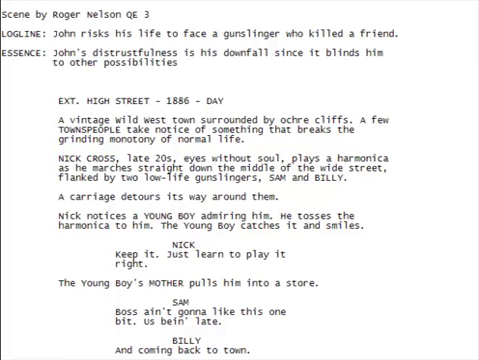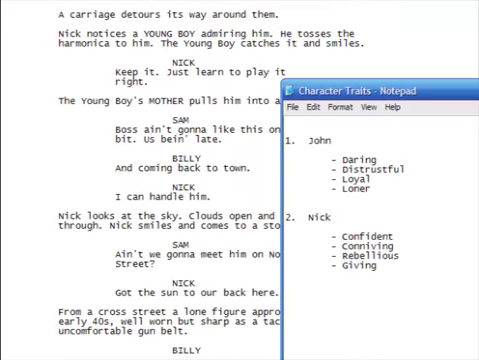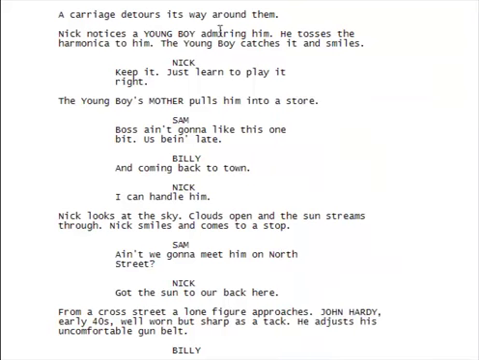Let's go through here, and in fact, let's look at the traits for a second. John: daring, distrustful, loyal, loner. Nick: confident, conniving, rebellious, giving. So let's see where those show up. First, Nick sees a boy admiring him. He tosses him the harmonica. "Keep it, just learn to play it right." So this is him being at least somewhat giving.